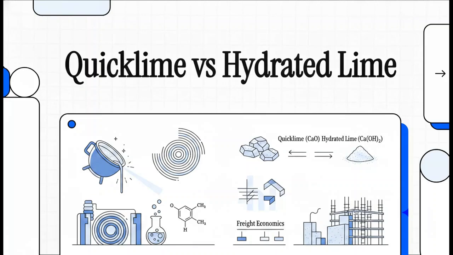Welcome to The Explainer. Today, we're diving into a high-level procurement insights briefing that is custom-built for industrial buyers. If you're sourcing materials for steelmaking, water treatment, or heavy construction, you already know that the supply chain is completely unforgiving. So we're going to master the engineering logic behind lime grades. Our goal here is to help your procurement team prevent incredibly costly and completely avoidable errors. We're going to unpack the science, the real-world applications, and the freight economics of quicklime versus hydrated lime.